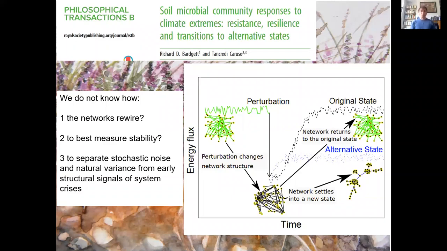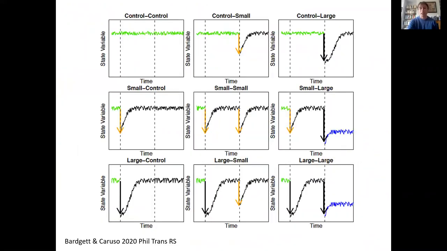And we also need to separate stochastic noise from the natural variation that we observe in the system. And part of this natural variation is exactly the variation in the connections and the intensity of those connections. Another problem we have is that much of the information that we have is spatial information. But in order to really understand how a system rewires and the stability of the system over time, we need to measure the system over time.